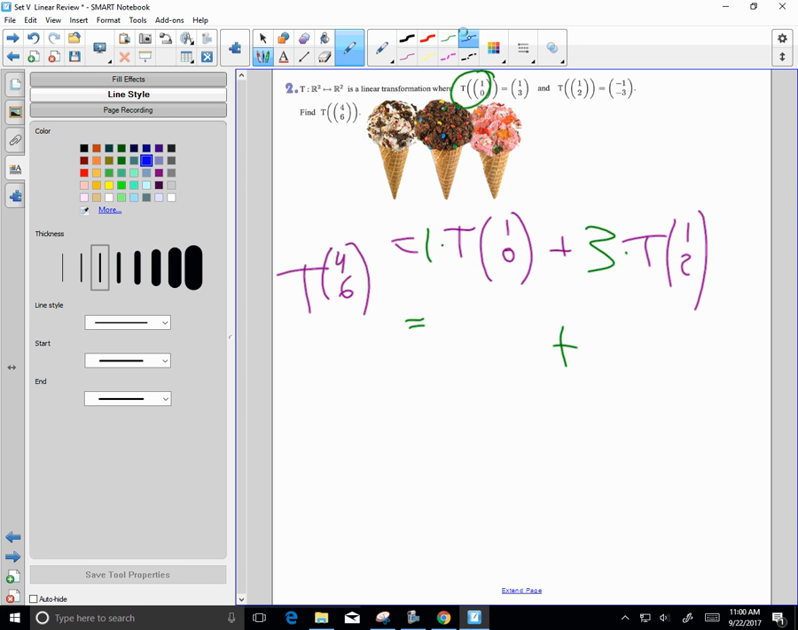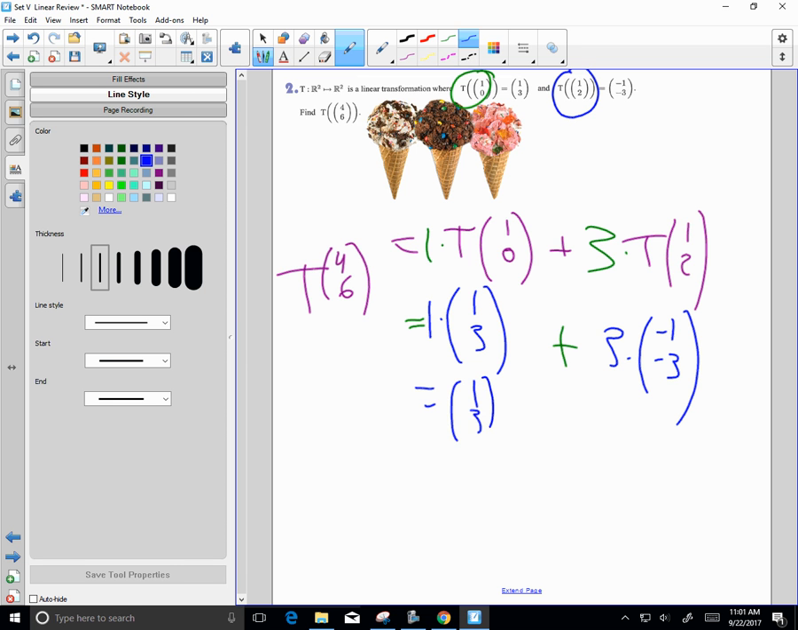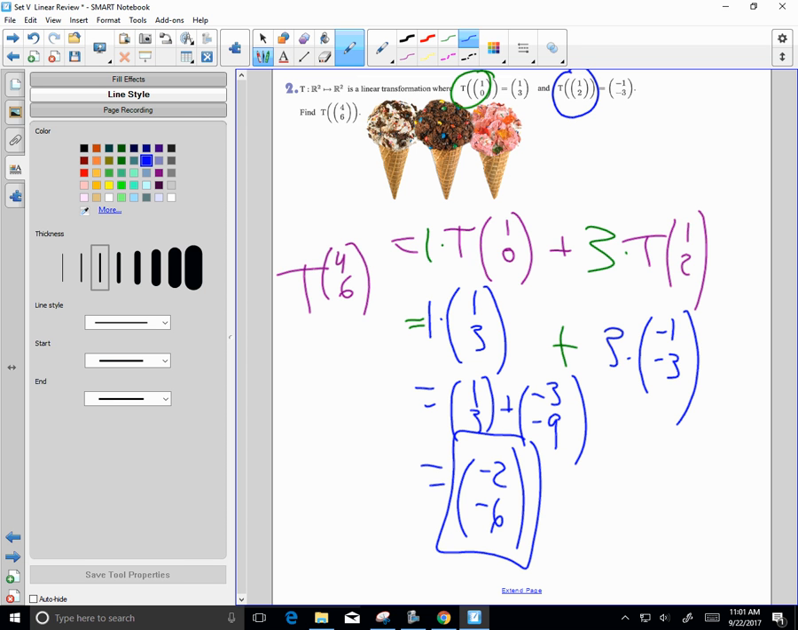It is equivalent to 1, 3, and that's times 1. And then this one, T of 1, 2, what's that equivalent to? T of 1, 2. Negative 1, negative 3. And there's 3 of those. So you're going to have 1, 3 plus negative 3, negative 9. That's going to be negative 2, negative 6. That's the answer to that one.